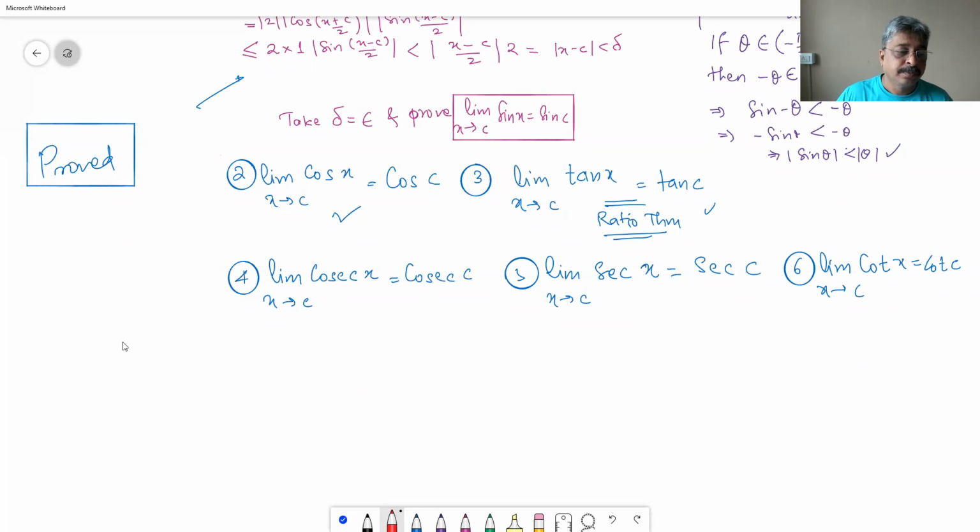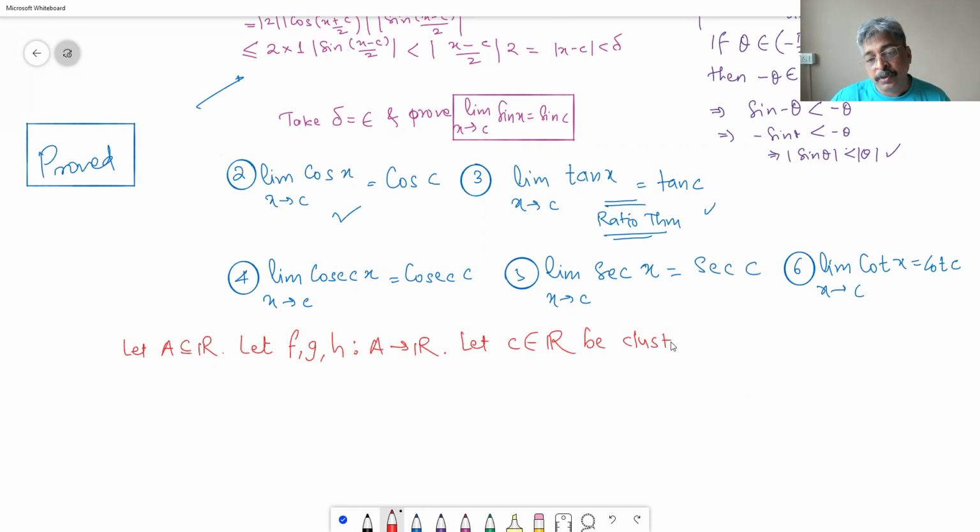Let A be a subset of R. Let f, g, h be defined from A to R. Let c belong to R be a cluster point. Let L belong to R.